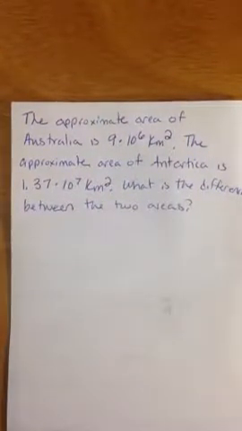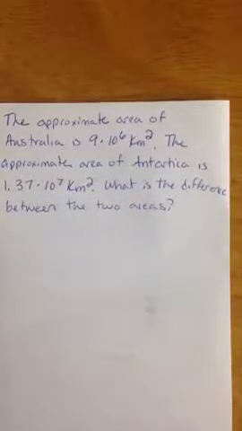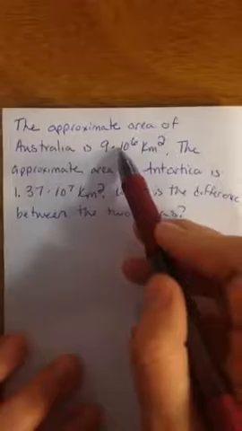So we're on this one. It says the approximate area of Australia is 9 times 10 to the 6th kilometers squared. The approximate area of Antarctica is 1.37 times 10 to the 7th kilometers squared. What is the difference between the two areas? Difference means subtraction, so I'm going to do bigger minus smaller.